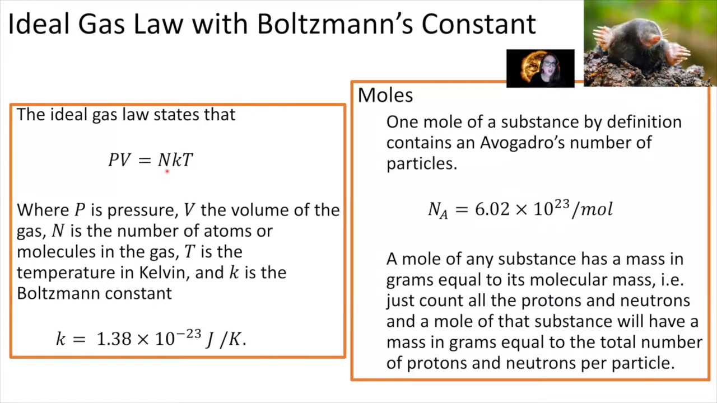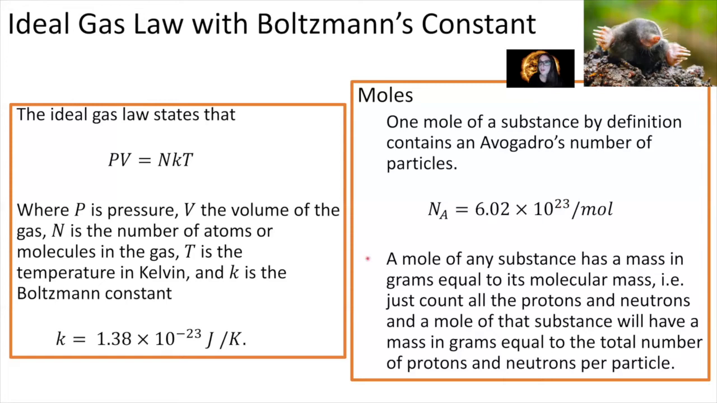Now, this N, the number of atoms or molecules in the gas, is where moles come in. One mole of a substance is defined as containing an Avogadro's number of particles. Avogadro's number is 6.02 times 10 to the 23 particles per mole. That could be a molecule or an atom, whatever you have.